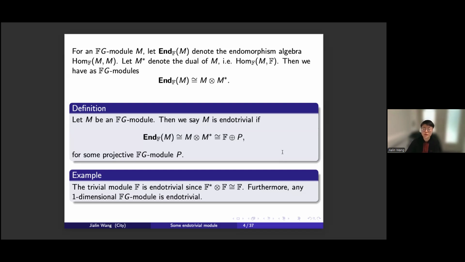One of the easiest examples is the trivial module. Take the trivial module F. It is endotrivial since the dual of F tensor F is just isomorphic to F, so by definition it is endotrivial. In fact, every one-dimensional FG-module is endotrivial. For example, for the symmetric group, we have a sign module when P is not 2, and that is one-dimensional, so it is also endotrivial.